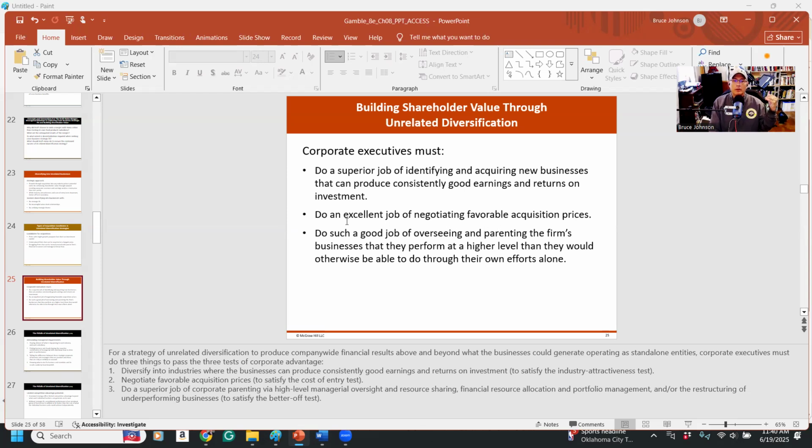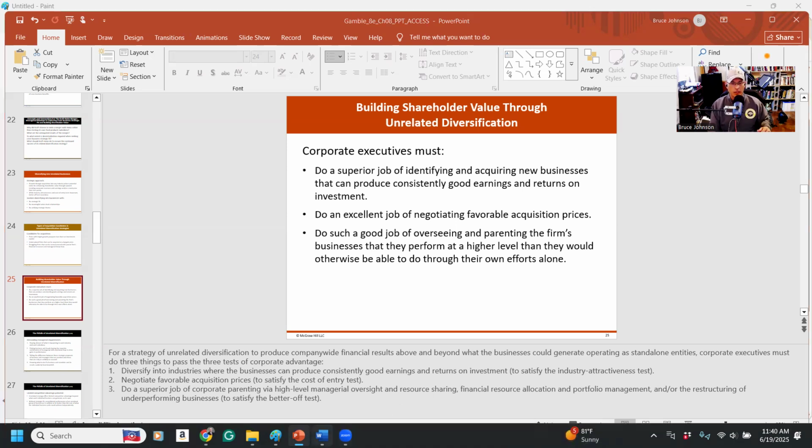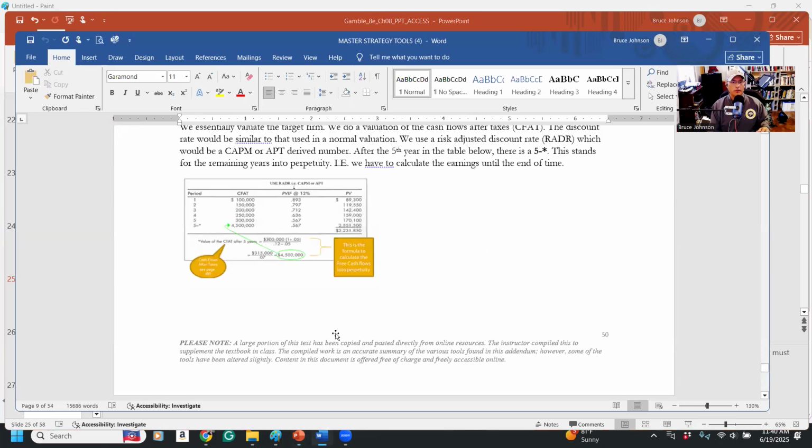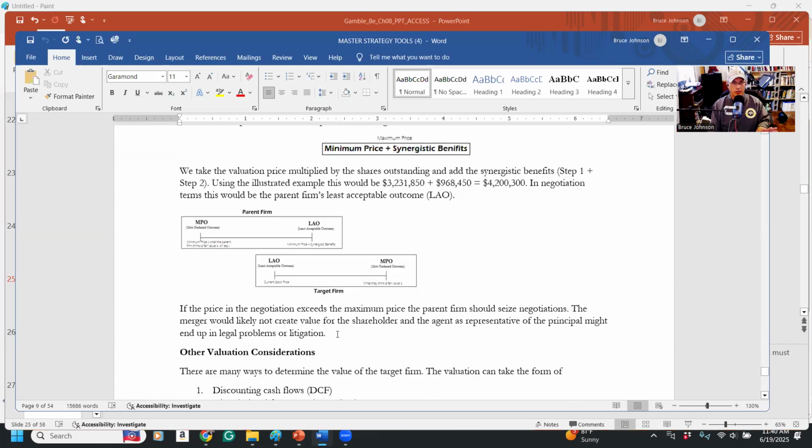So if the executives are trying to buy an unrelated diversified company, they want to get it at the valuation price or less than the valuation price. So what they want afterwards, let's go back into our master strategy and tools. I don't want to go through the numbers with this because I don't want your eyes to glaze over. So when we just did this, if we're Ford and we know that the appropriate price for Tesla stock is $19.69, then our least acceptable offer would want to be probably that $19.69 or maybe even slightly less.